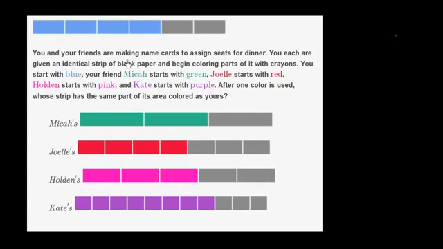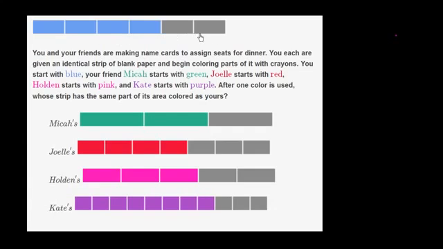You and your friends are making name cards to assign seats for dinner. You each are given an identical strip of blank paper and begin coloring parts of it with crayons. You start with blue, your friend Mika starts off with green, Joelle starts with red, Holden starts with pink, and Kate starts with purple. After one color is used, whose strip has the same part of its area colored as yours?